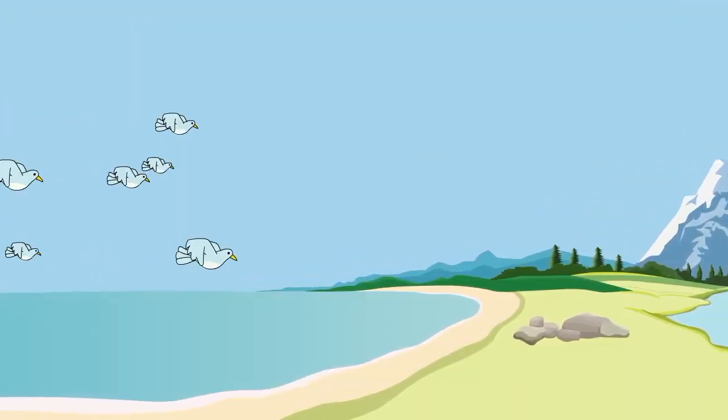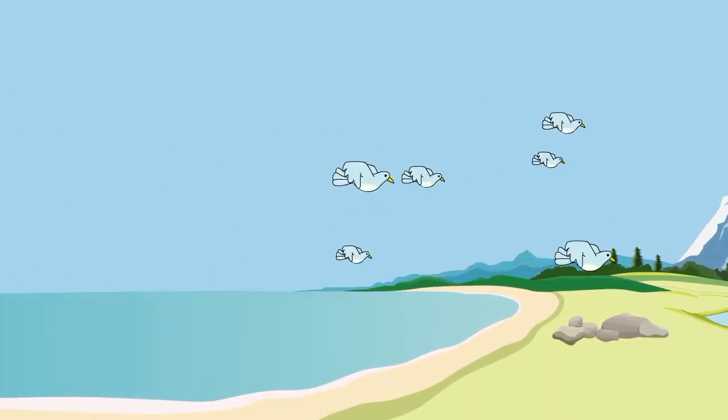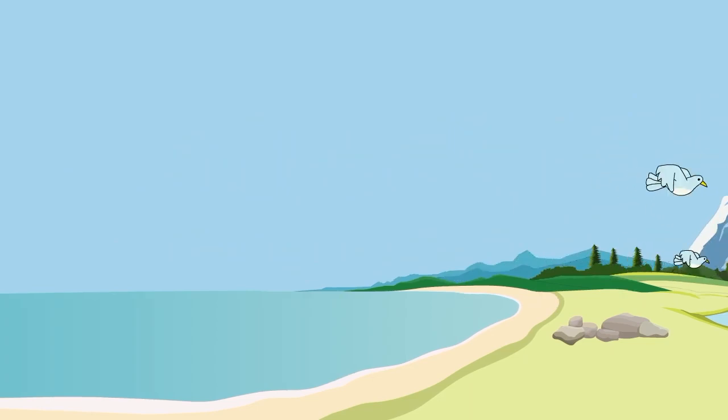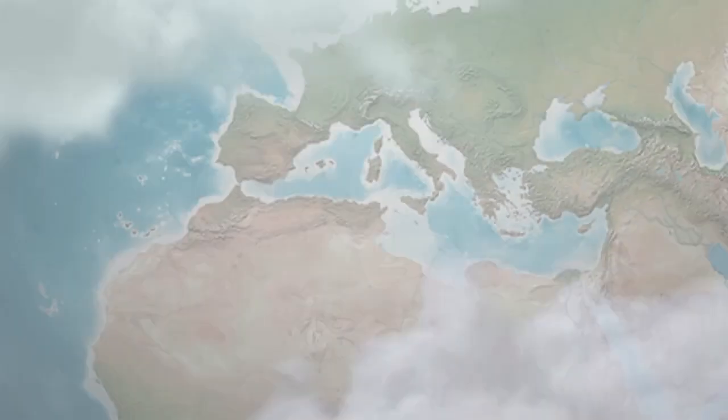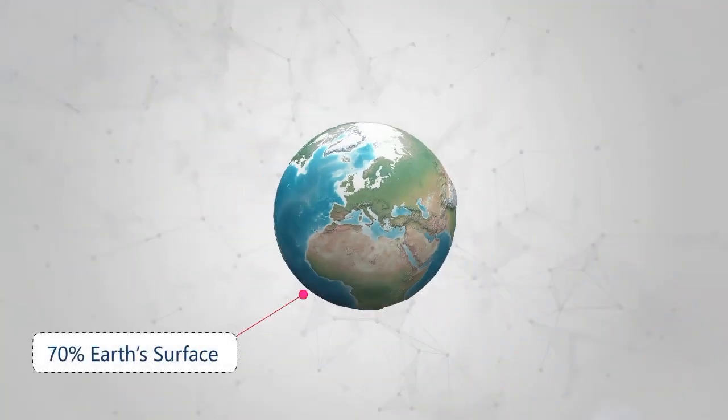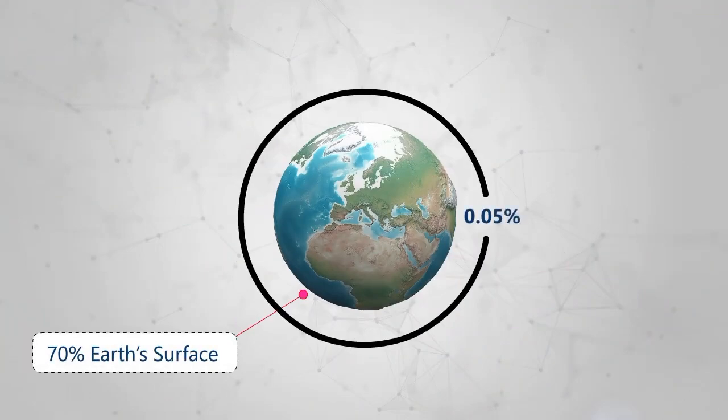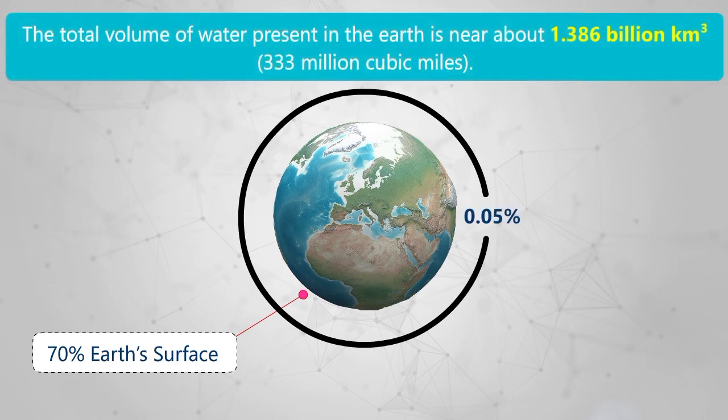Water is the basic element of nature, and it is the main source of life on our earth. It covers 70% of the earth's surface, but actually, it represents 0.05% of earth's total mass. The total volume of water present on the earth is about 1.386 billion cubic kilometers, 333 million cubic miles.